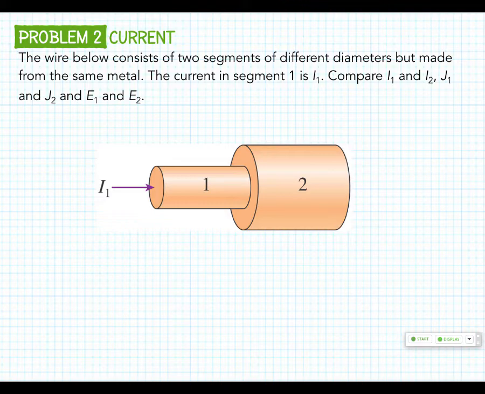But what about current density? J1 should be greater than J2. You have a smaller cross-sectional area that you have to get the same amount of charges through at the same time, okay? So J1 is going to be greater than J2. And since we know that current density is proportional to electric field, and these things are made of the same material and therefore have the same conductivity, E1 should also be greater than E2. Okay? All right.